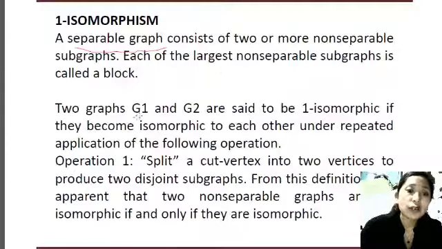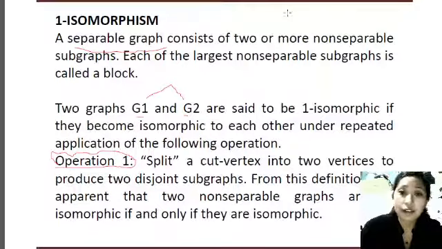Now suppose you are given two graphs G1 and G2, you can call these two graphs one isomorphic if they become isomorphic after applying this operation 1. So what is one isomorphic? In the last video we had discussed isomorphic graphs. So two graphs are isomorphic means they are equivalent. Okay, they are actually the same, but just their representation is different.